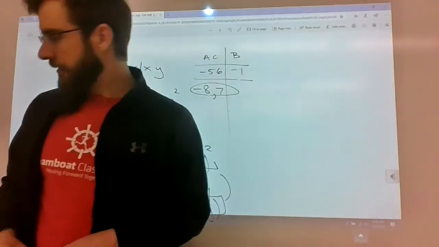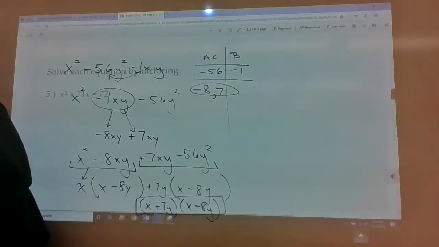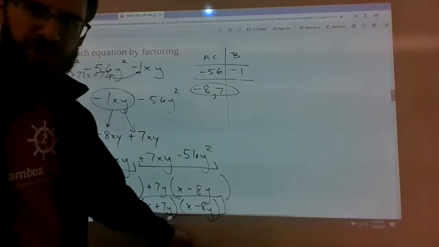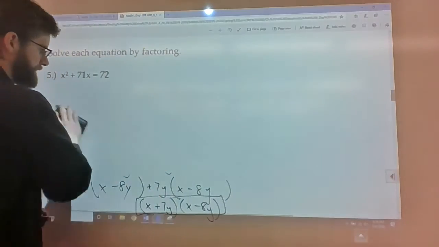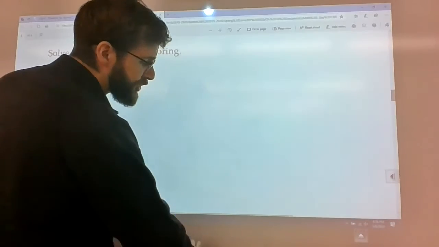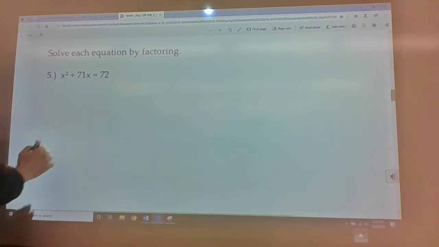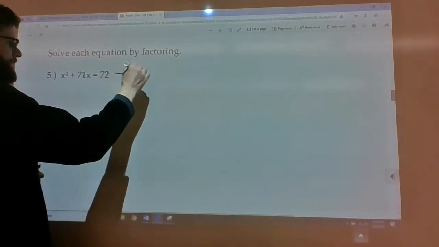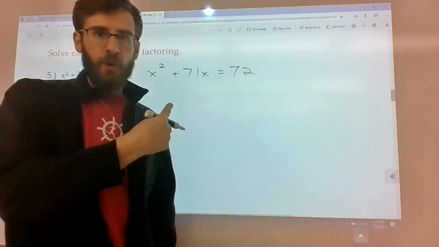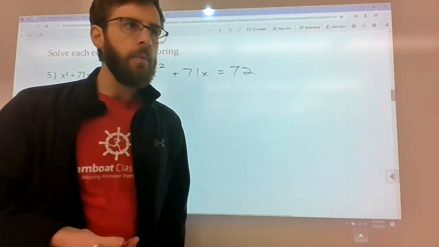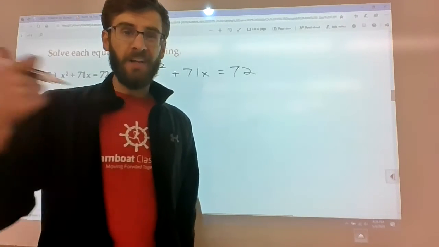Let's check out 5. All right, the directions just changed. It says solve each equation by factoring. So basically what we need to do is replicate the situations we had in the previous two examples. What I mean by that is we need to get trinomial factoring on one side of the equation.